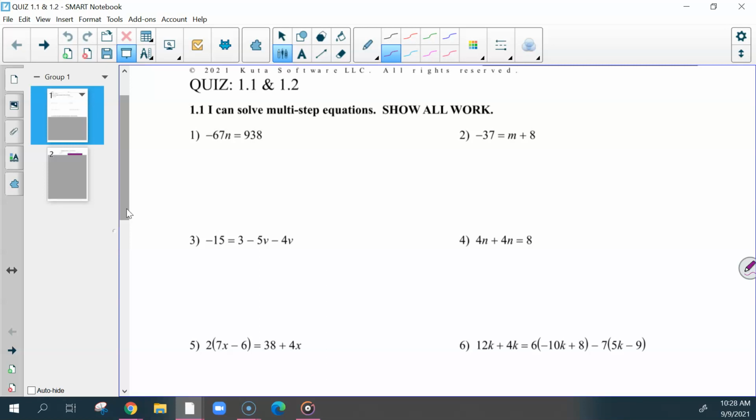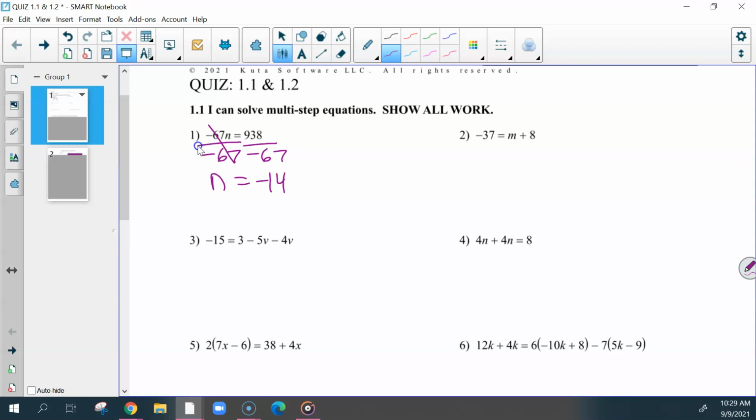For number 1, the only thing you needed to do was divide negative 67 on both sides. The negative 67 would have become 1, and this would give you negative 14. So if you forgot the negative sign... I also saw some adding and subtracting. It may have not been this class, it may have been my other. But the only thing you needed to do here was divide.